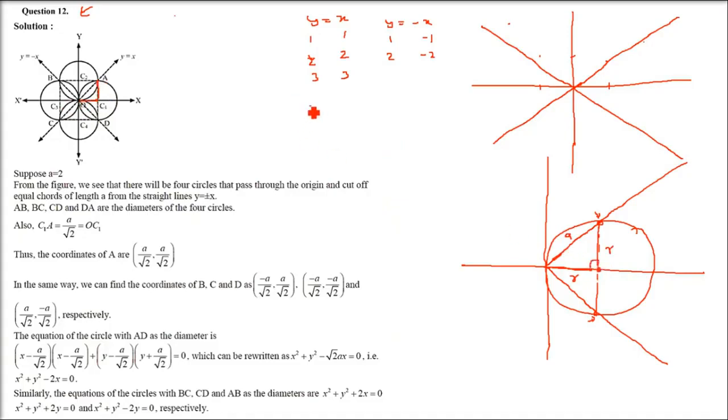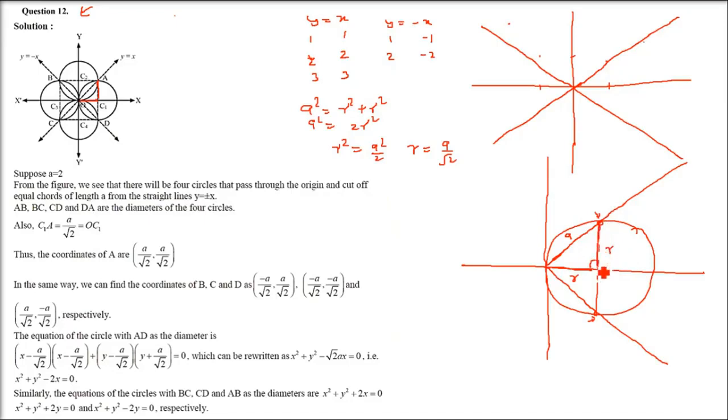So just use the Pythagoras theorem. Assume it to be a. Radius we know. So a square will be equal to r square plus r square. A square will be 2r square. The r square will be a square by 2, and r will be equal to a by under root 2. So this is a by under root 2.